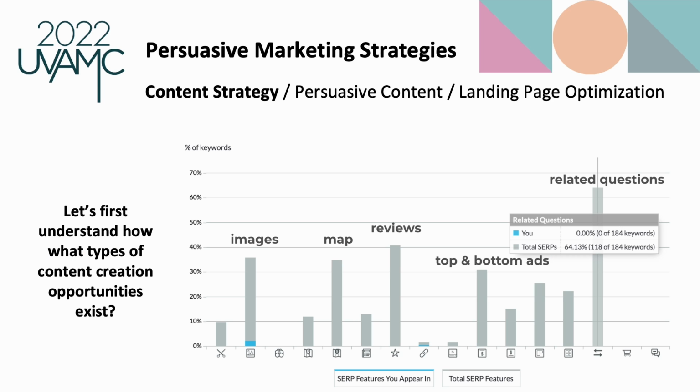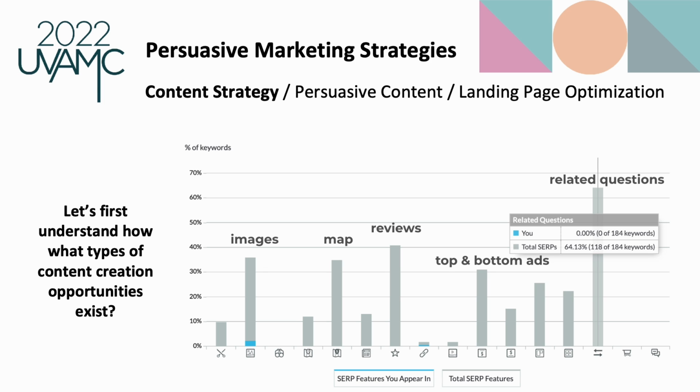Moz has a really good tool where you can dump 50 keywords into it, and it will tell you what type of content is showing up in the top 10 results and how much of it is. So this is a frequency graph of a group of 200 keywords that I looked at, just for example.